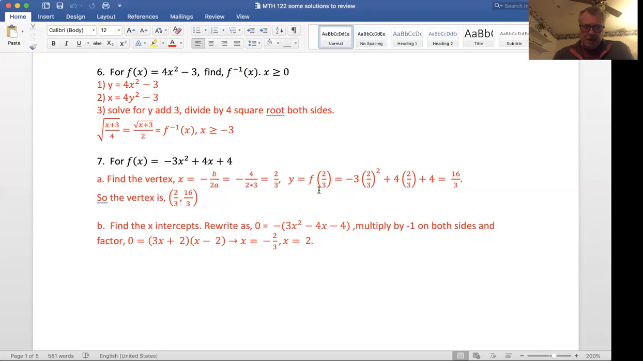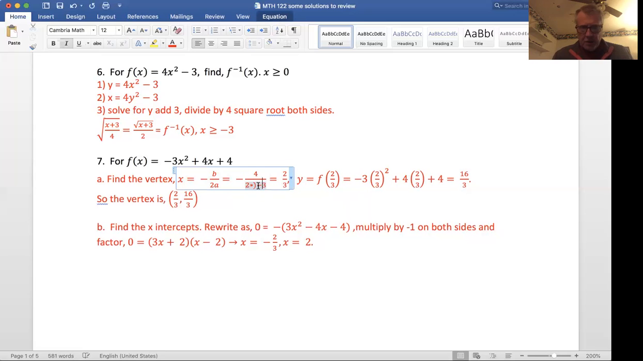I forgot the minus there. Sorry about that. Let's put that in there, and let's put it in parentheses. So you might want to make that note as well. Sorry about that. There we go. That's better. And we get a positive 2/3 for the vertex.